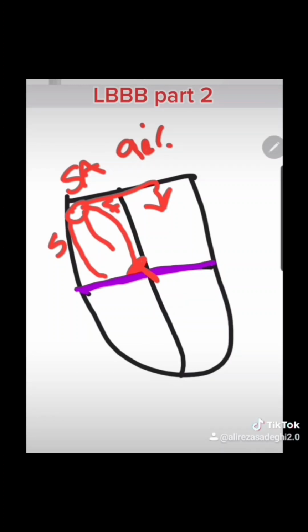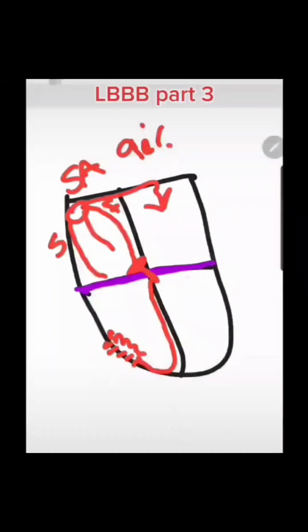Now the bundle of His breaks into the left and right bundle branches. The right bundle is actually a very large piece of tissue that comes down and terminates into the Purkinje network. The left bundle, on the other hand, is surprisingly a very small piece of tissue. It is then broken down into three different fascicles.